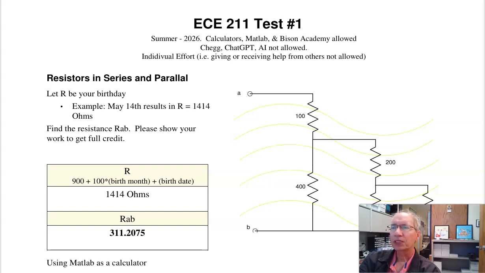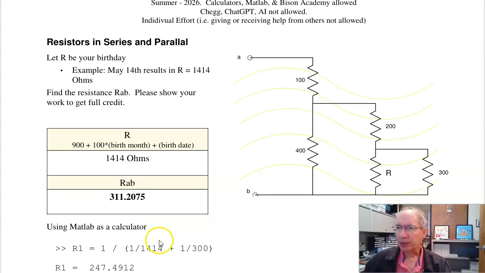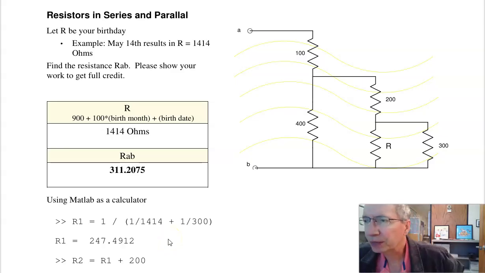Here are solutions to test number 1 for ECE 211 Circuits 1. This homework set is looking at resistors in series and parallel, Kirchhoff's voltage law, Kirchhoff's current law. Now the first problem is, here's a resistor circuit.